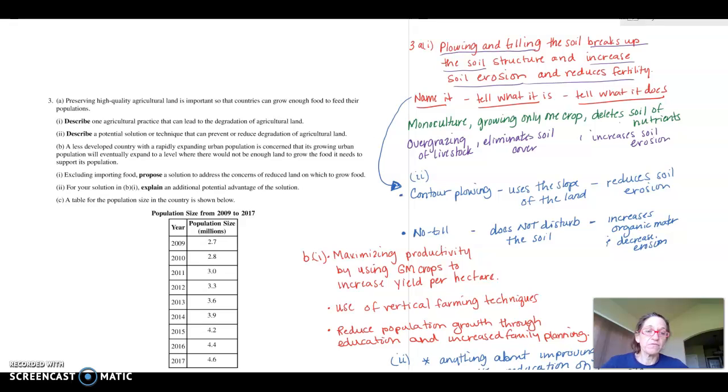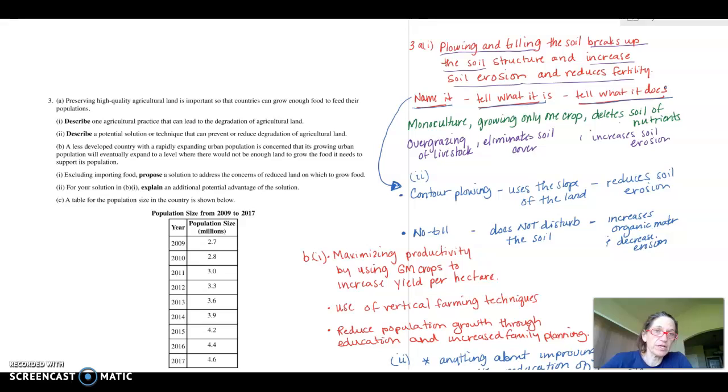The thing that I really want to focus on here, though, is in describing it. First of all, only describe one. And when you describe, think about it as right here, you're gonna name it, you're gonna tell what it is, and tell what it does. So, for example, plowing and tilling the soil breaks up the soil structure and increases soil erosion and reduces fertility.